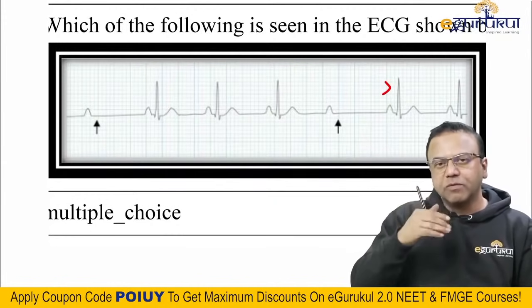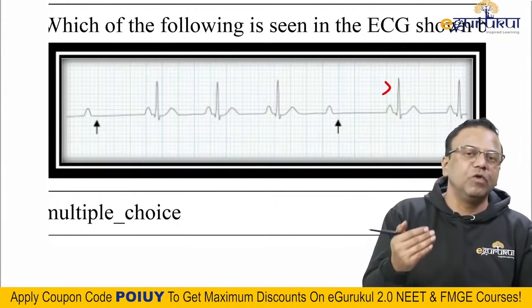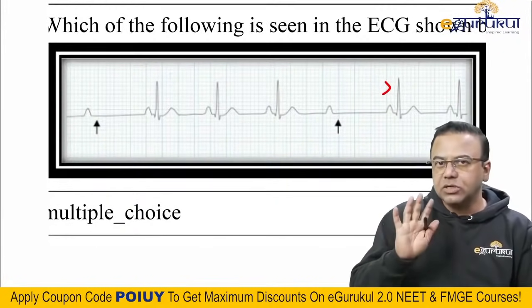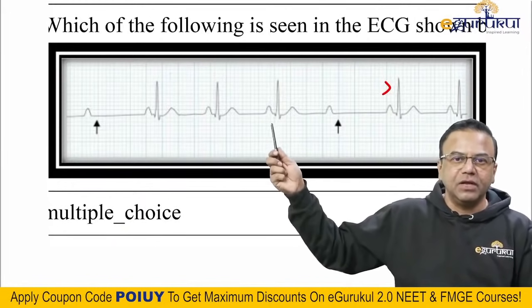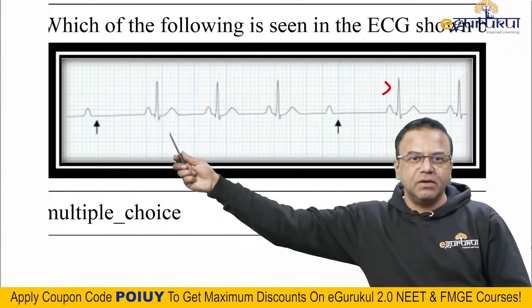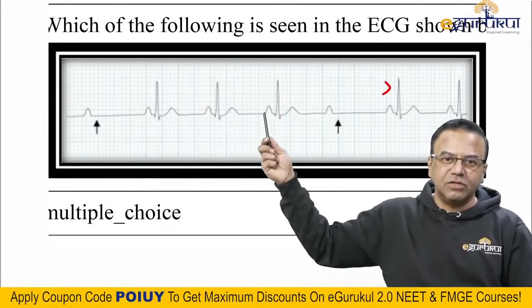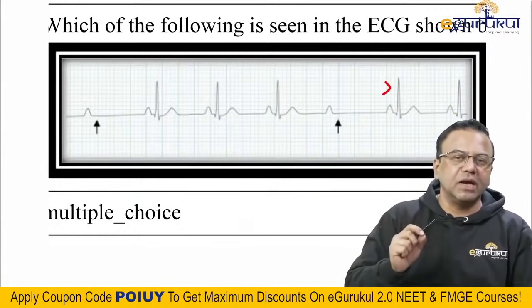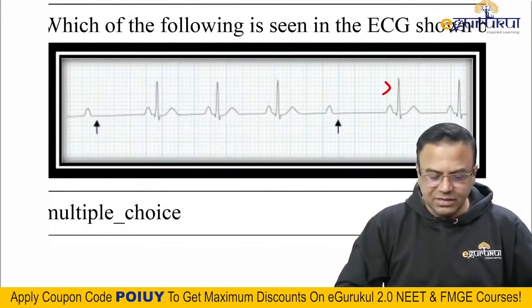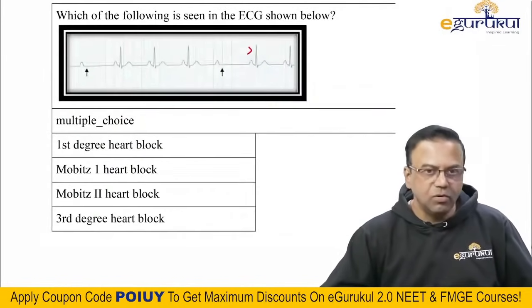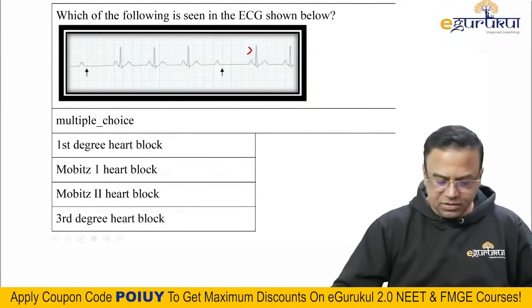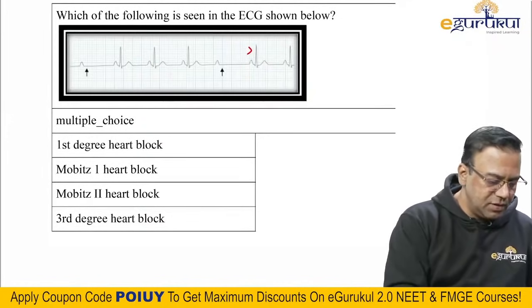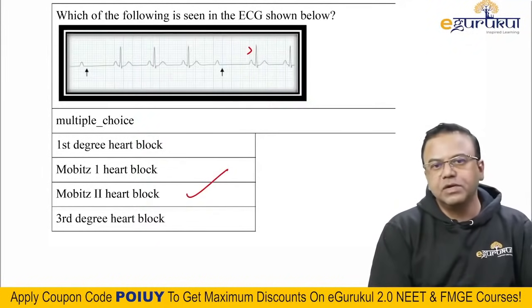A progressive prolongation of PR interval will be a feature of Mobitz 1. That's not here. Here, in each of the complexes, you can see the PR interval is equal. The fact that the PR interval is not changing should tell you the answer is Mobitz type 2 heart block. Okay, this is easy. So for this question, what's the answer? It's nothing but Mobitz type 2 block.